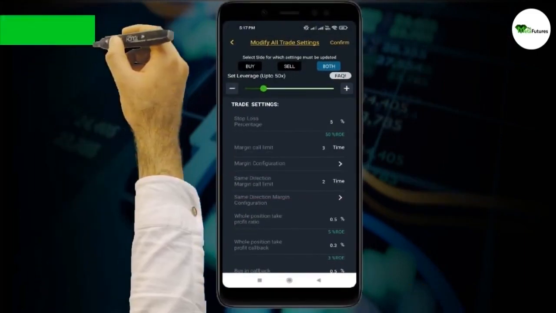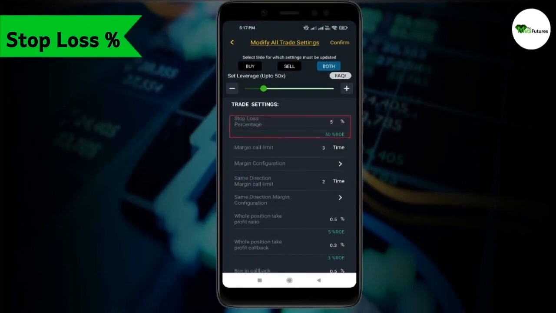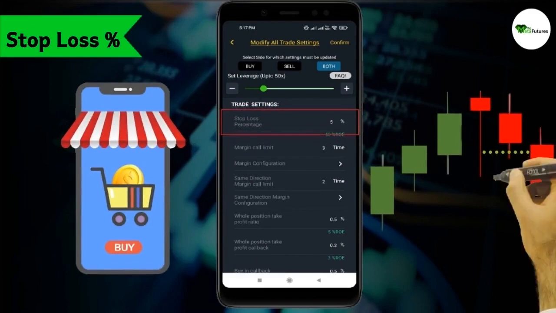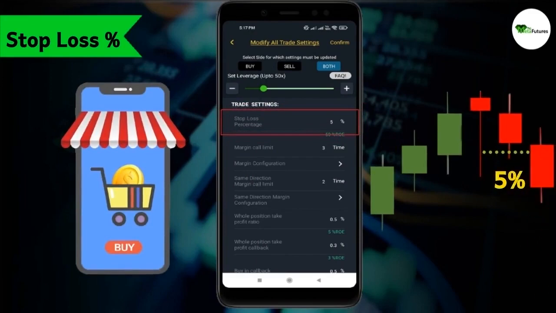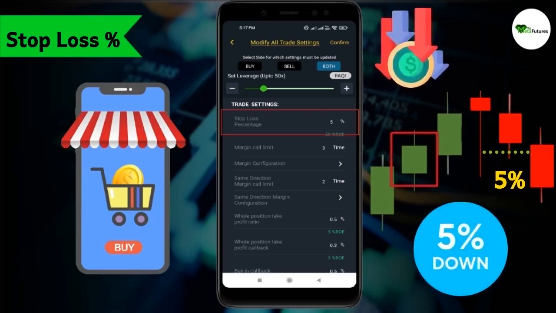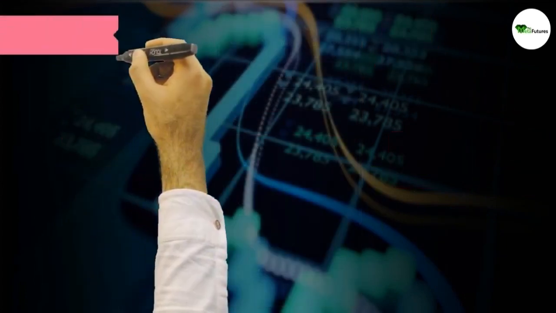Next is the stop loss percentage. Stop loss percentage is the maximum percent of loss after which the bot closes the trade. Suppose you have bought a trade and placed a stop loss at 5%. Assume you have bought a trade here, but instead of going up, it starts moving towards loss. Whenever the trade goes down by 5%, the stop loss will hit, and the bot will immediately come out after closing the trade.